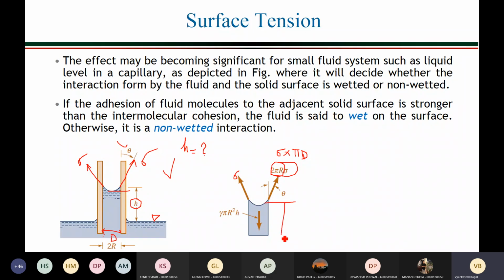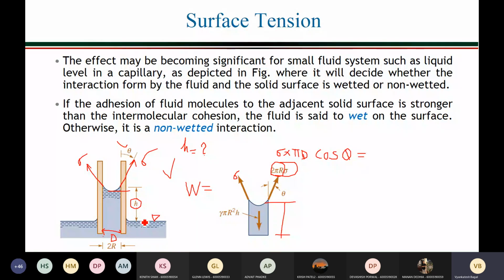So this is your liquid column. We can find the weight of the liquid column, W. These two are balanced. The surface tensile force sigma pi d is acting at angle theta, so its vertical component will be sigma into pi d cos theta. This must be balanced by the weight of the column.